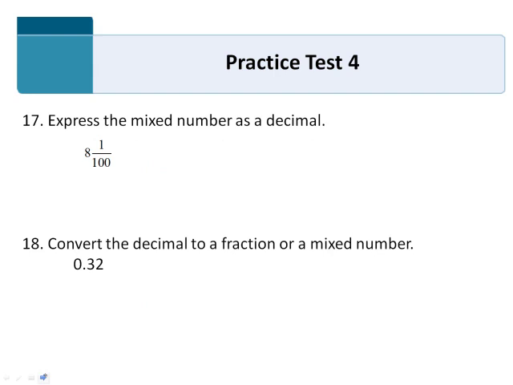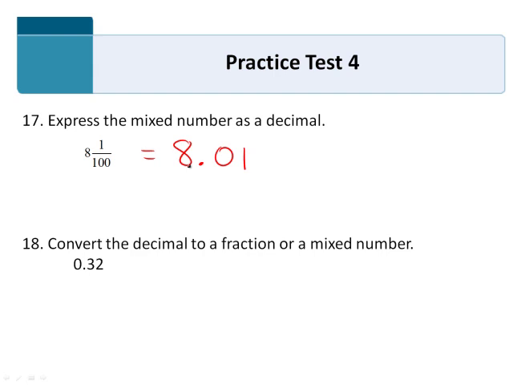Number 17. Express the mixed number as a decimal. So the first thing we want to do, we can keep the 8. That's still our whole number, okay? Put the decimal point behind it, and then take 1/100th and divide 1 by 100, which would give you 0.01. So that just gets stuck on behind the 8 because you technically added that to the whole number, okay?